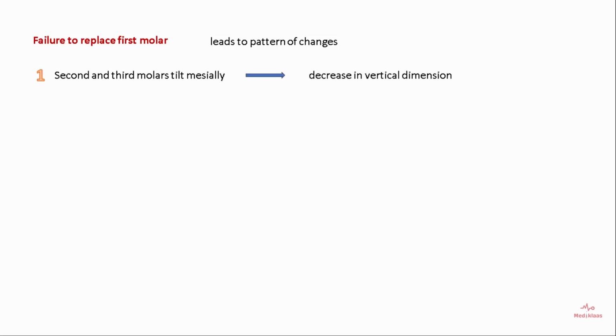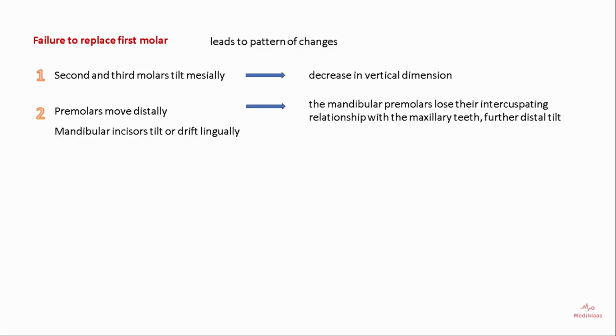Failure to replace first molars leads to a pattern of changes. When the first molar is not replaced, first, the second and third molars tilt mesially, which results in a decrease in the vertical dimension. Second, the premolars move distally and the mandibular incisors tilt or drift lingually. The mandibular premolars lose their cuspal relationship with the maxillary teeth and further distal tilt is seen.